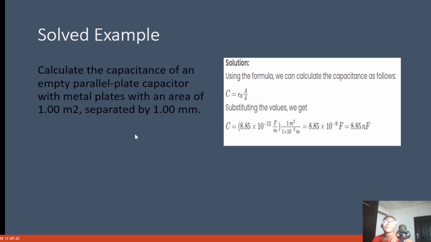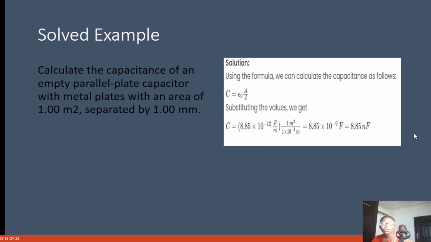So this is an example. We want to solve this question. Calculate the capacitance of an empty parallel plate capacitor with metal plates with an area of 1 meter squared separated by 1 millimeter. We have to convert this to meters, and that is 1 times 10 to the power minus 3. So having this formula now, can we get our answer? Yes. Epsilon naught is a constant, and the value is 8.85 times 10 raised to the power minus 12.